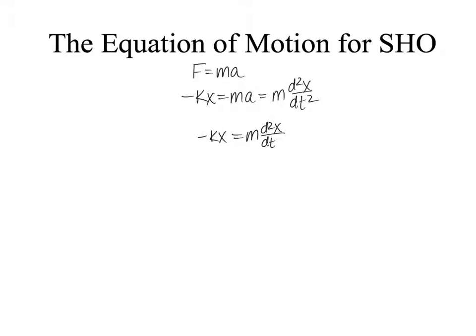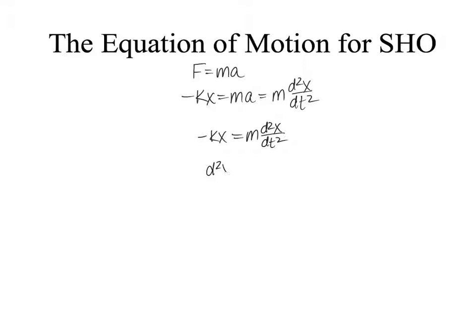So when we think about the equation of motion, the equation of motion comes from solving F equals ma. For the spring, minus kx is equal to ma, and the acceleration is the second derivative of position with respect to time. So our equation of motion for a simple harmonic oscillator is whatever the solution is to this, what we would view as a differential equation.